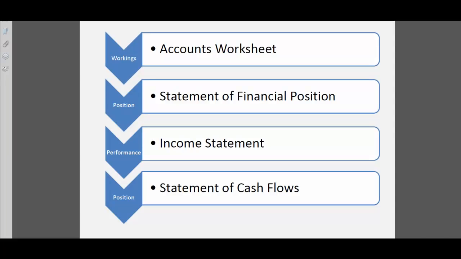So there are 40 minutes. There will be approximately 15 minutes on the accounts worksheet, 10 minutes on the statement of financial position, 10 minutes on the income statement, and about 5 minutes on the statement of cash flows. Let's give you some approximate guide with your time management for the assessment next week.